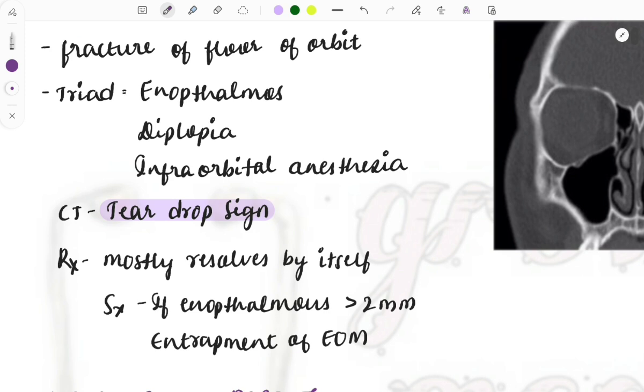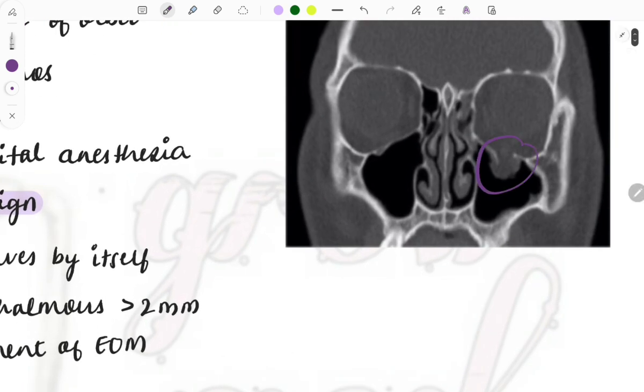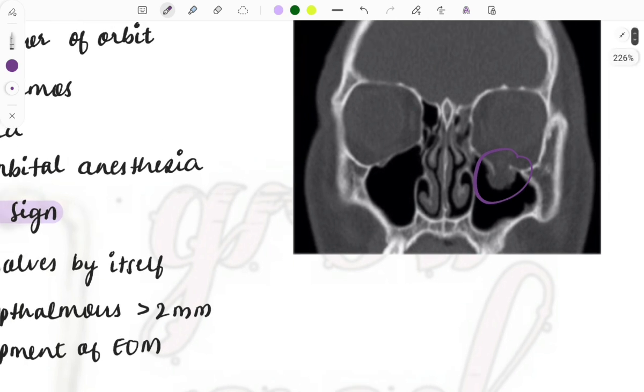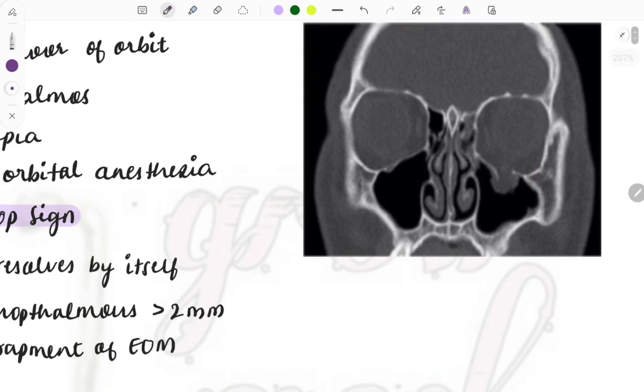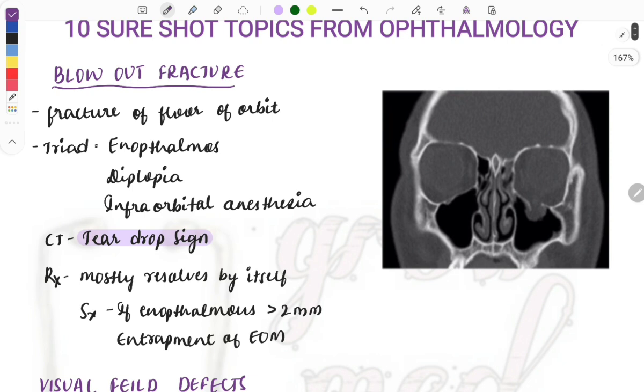Then on CT, we can see a teardrop sign. This one is the teardrop sign, and on X-ray also we can see a similar sign, but it's not much visible on the X-ray. It is more clearly visible on the CT, and this one is the CT. So an image based question can also be asked. They can give this image and mark this sign and ask in which of the following this sign is seen, or they'll give a clinical case describing all these things. They will also give an image and ask what is the diagnosis.